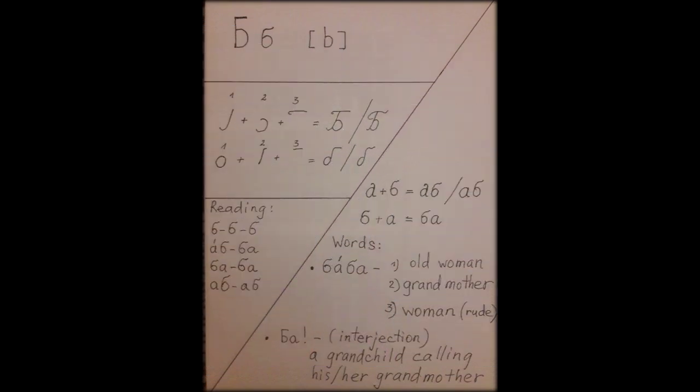Hello. Today we shall speak about the second letter of the Ukrainian alphabet. This letter is called B.